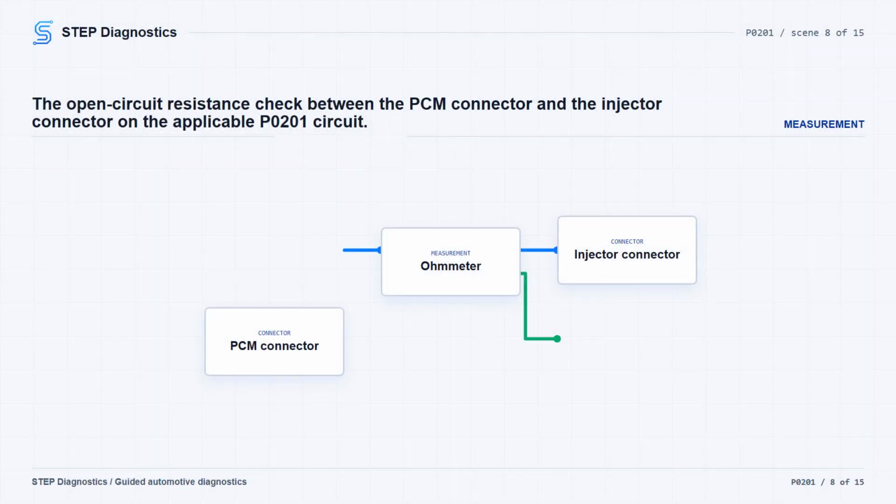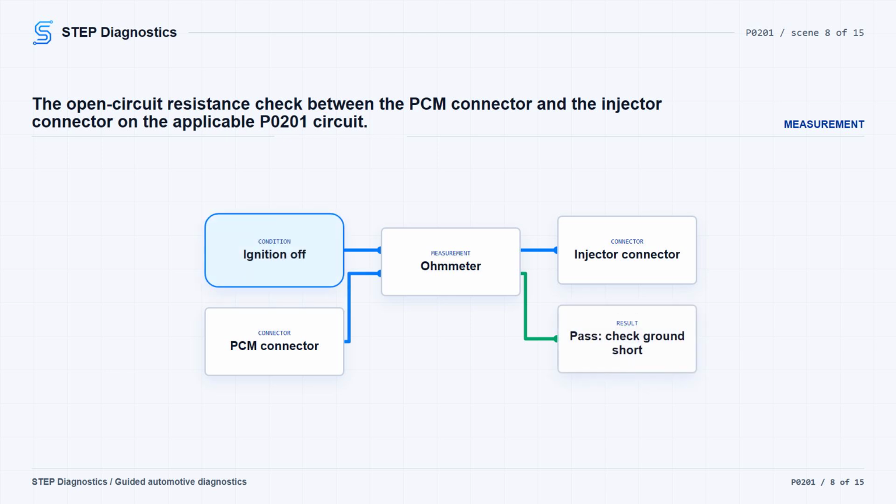Turn the ignition off. Disconnect the direct fuel injector connector and disconnect the PCM connector. On the P0201 path, measure the applicable INJ and injectant circuits between the PCM connector and the injector connector for that circuit. The open circuit check must be less than 5 ohms. If it is, continue to the short to ground check. If it is not, repair the open circuit, clear the PCM codes, and repeat the self-test.